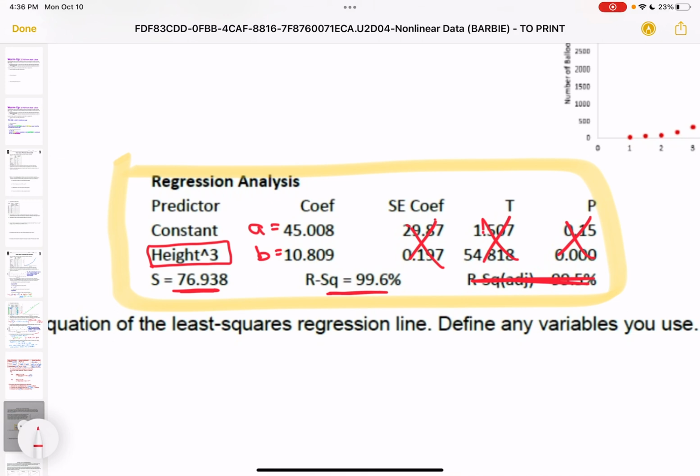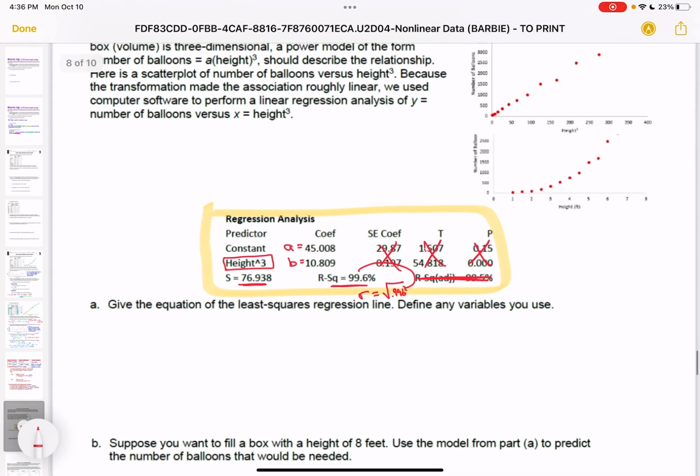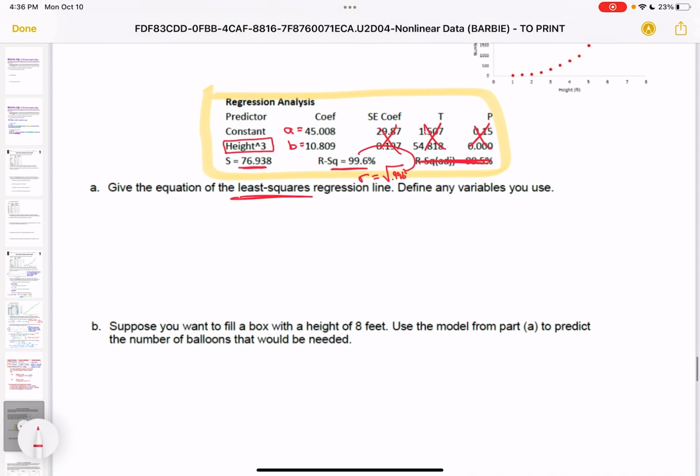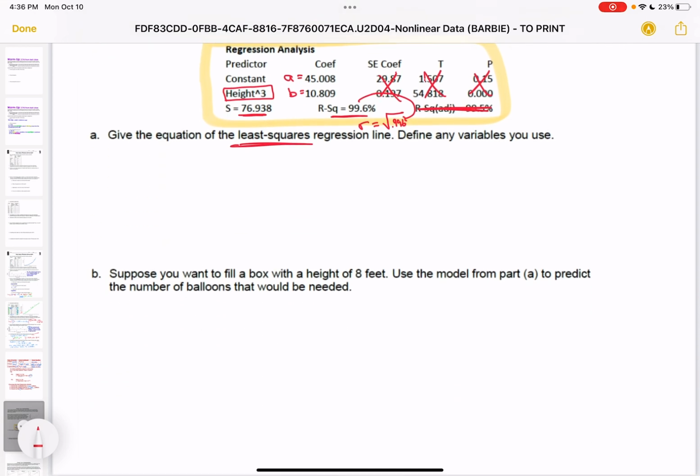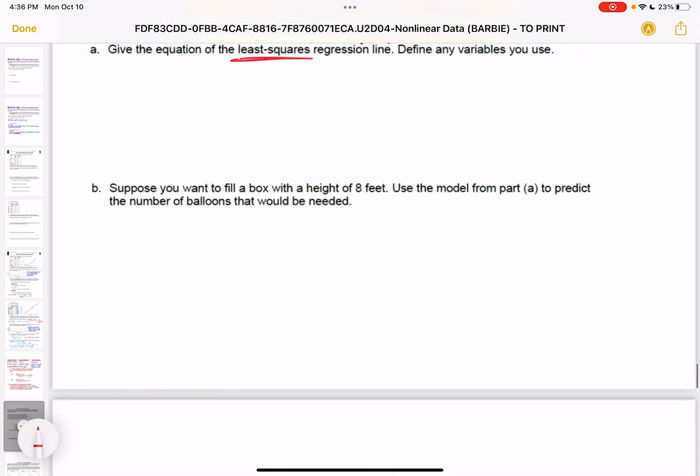So just a quick note that if you wanted to be able to find R, you would need to take the square root of that particular number right there. Make sure you write it as a decimal, so 0.996. So I'm going to set you loose, find your least squares regression line for this first one, and then use that to try and make some predictions in part B.